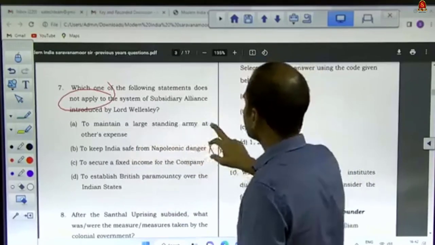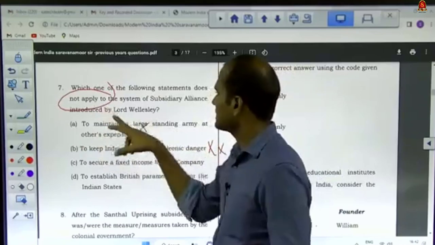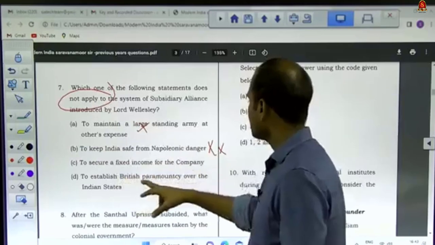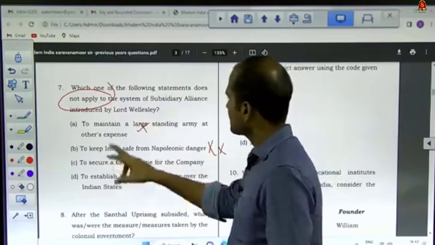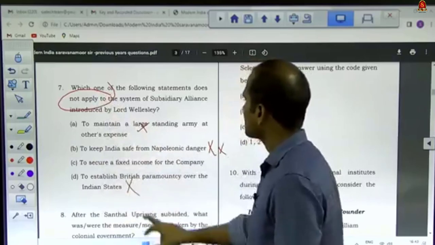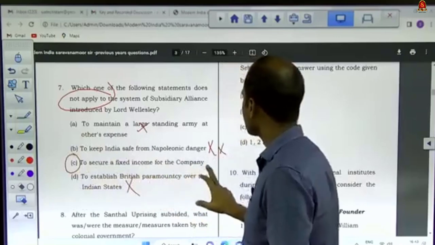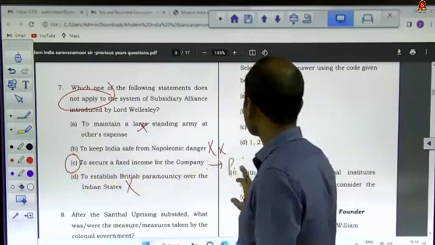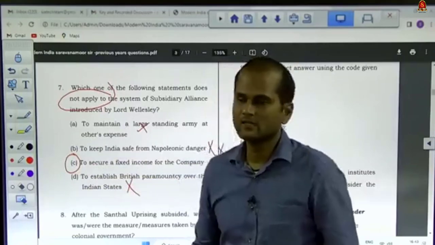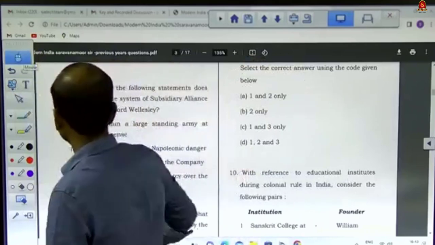Next, to maintain a large standing army at the other's expense. Yes, that is right, but the question is not that, so this is also ruled out. To secure a fixed income, to establish British paramountcy over the state. That is also one of the causes of the subsidiary alliance, so this is also ruled out. So what is not applicable is to secure a fixed income for the company. This is the Permanent Settlement or Zamindari system thing. That's the seventh question. Answer C.